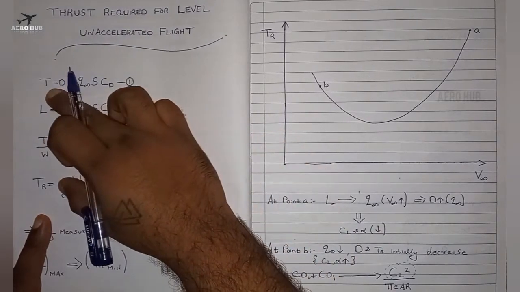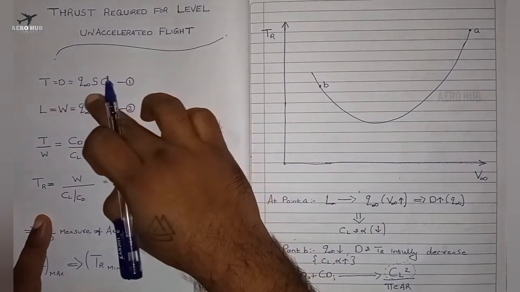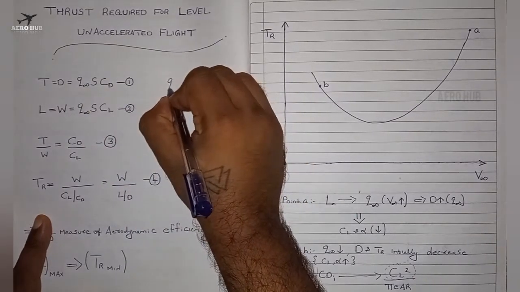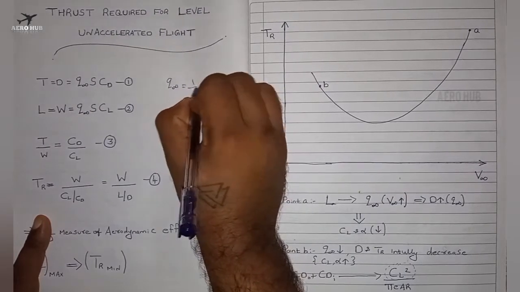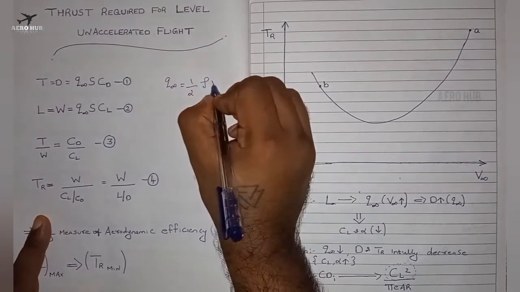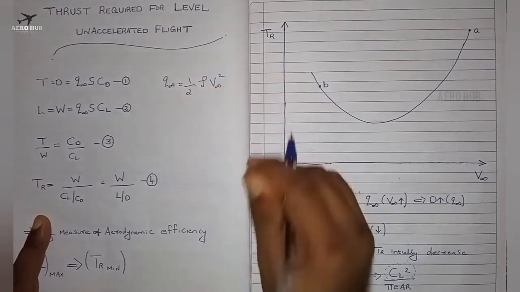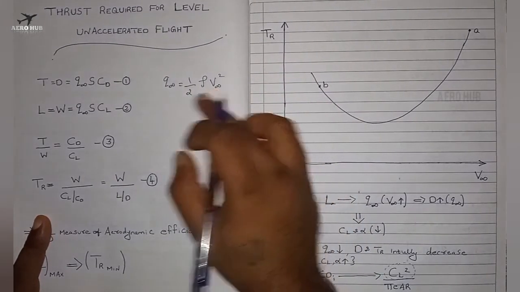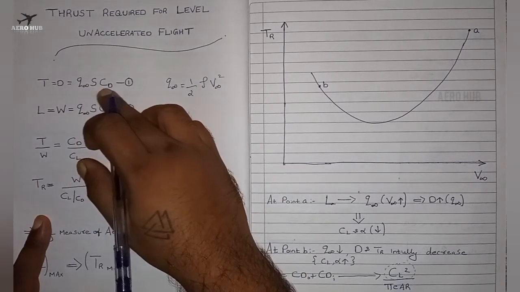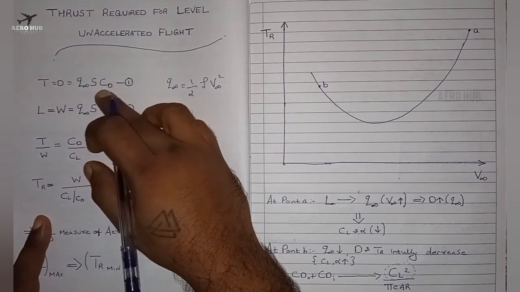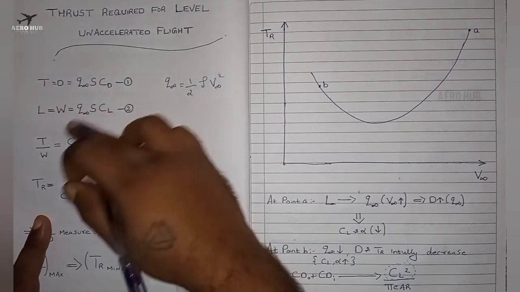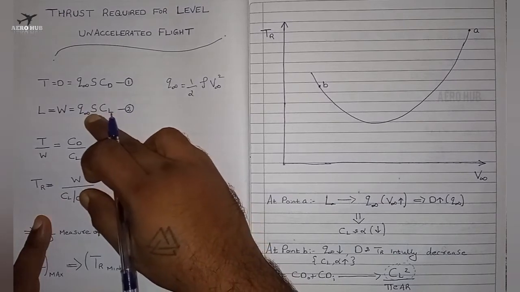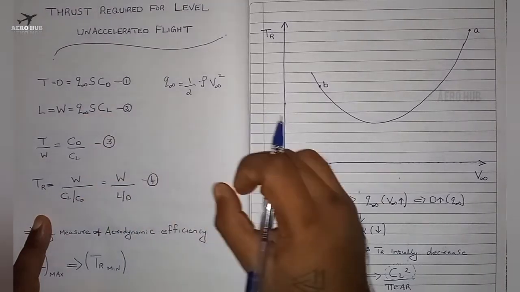You can see equation number 1, thrust is equal to drag, and this is equal to Q infinity S CD. Q infinity is nothing but dynamic pressure. It is equal to half rho V infinity square, where rho is density. This is the equation for dynamic pressure. S is the wing area, CD is the coefficient of drag. Lift is equal to weight, that is equal to Q infinity S CL, where S is the wing area, CL is the coefficient of lift.